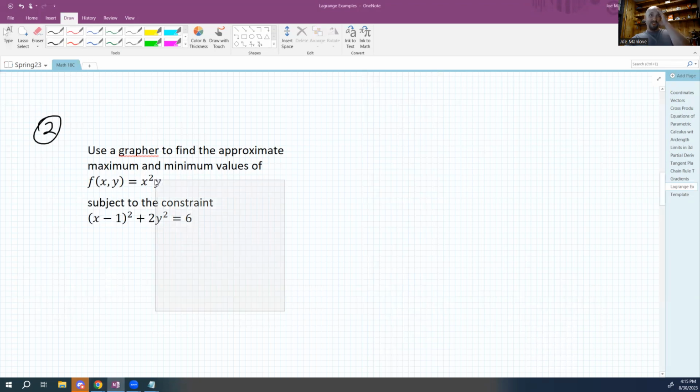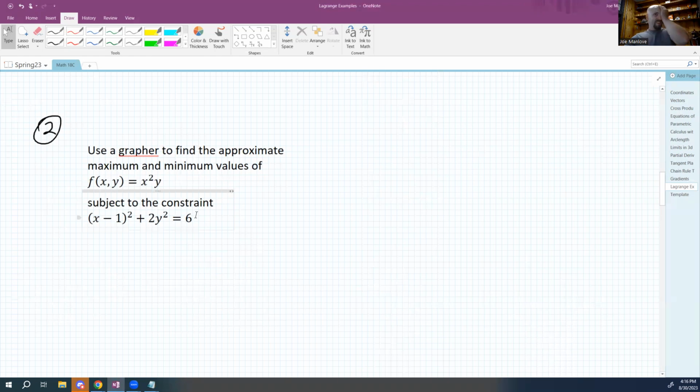Let's see. That's some kind of a shape. I don't recognize x squared y as a shape. It's not one of my standards, so I'm not sure what it looks like. And then I'm subject to this constraint. That constraint's an ellipse centered not at 0.